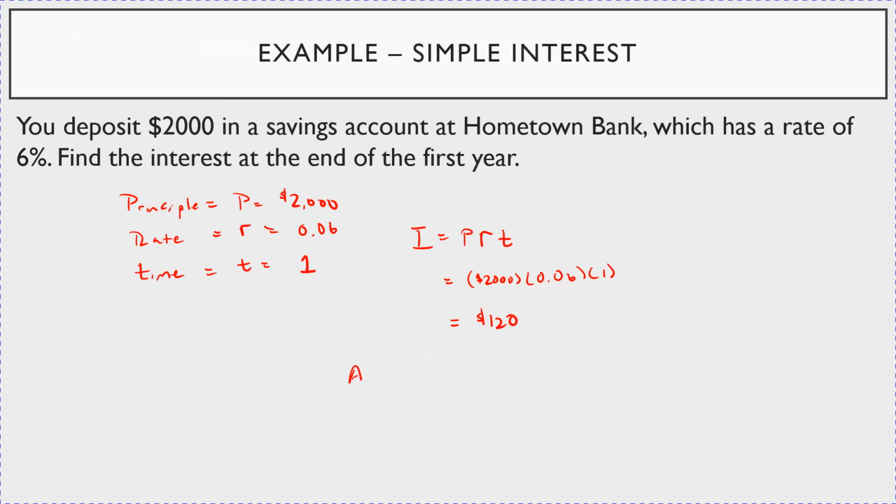All right, so after 1 year, you made $120 in interest. Not bad. All right, let's try another one.